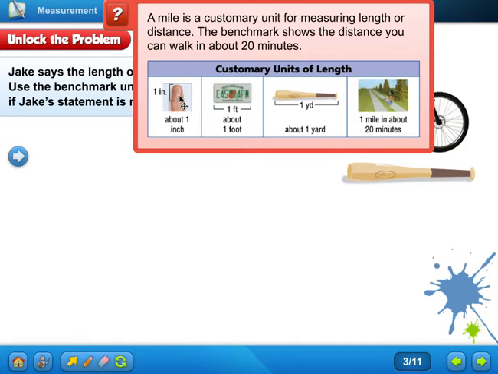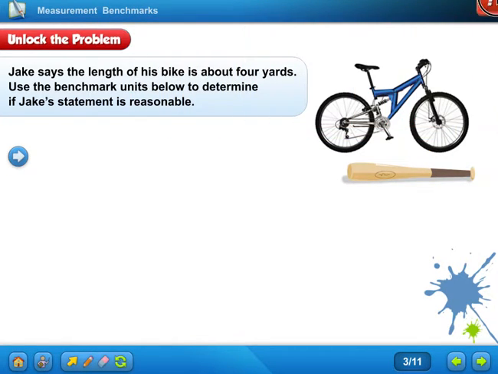All right, so again, 1 inch is that little part of your finger. 1 foot is a license plate, or like I said, your elbow to about the end of the palm of your hand. A yard is going to be about to your hip, and a mile is going to be about a 20-minute walk. So a mile is pretty far. So let's look at what this says over here.